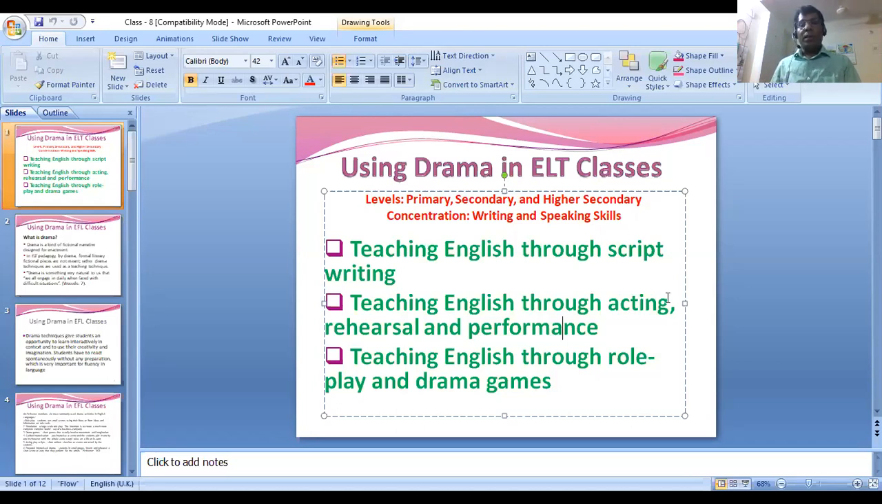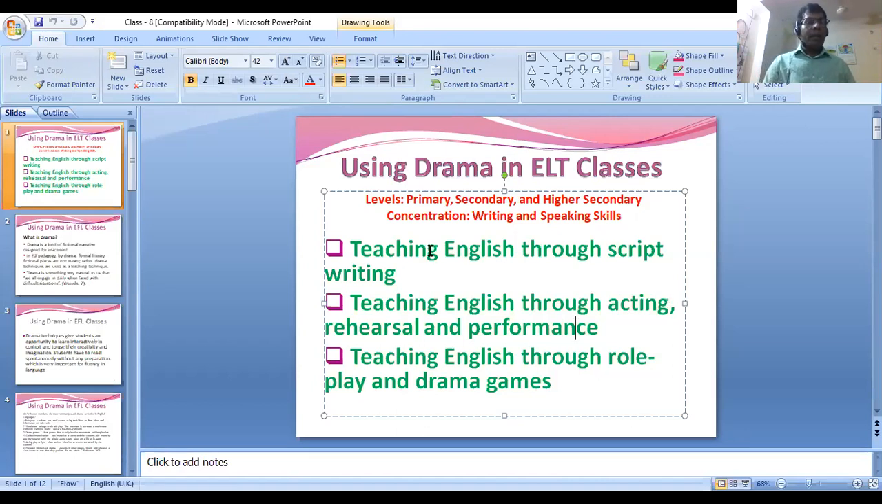We can teach our students English through acting, rehearsal, performance. These three things are related to drama. Drama means acting. Acting means you have to do rehearsal. Acting means you have to perform. So these three things are very closely related to drama. Through these three stages, we can teach our students English and develop their English skills. And we can also teach our students English language through role play and drama games.